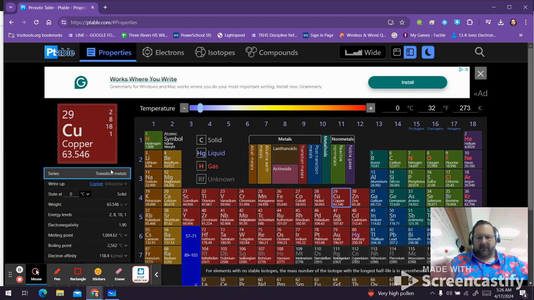Let me give you another illustration. So this is a piece of copper. It's got 6.02 times 10 to the 23rd atoms in it, and therefore it weighs about 63 and a half grams. Okay, so let me show you what a mole of aluminum looks like.